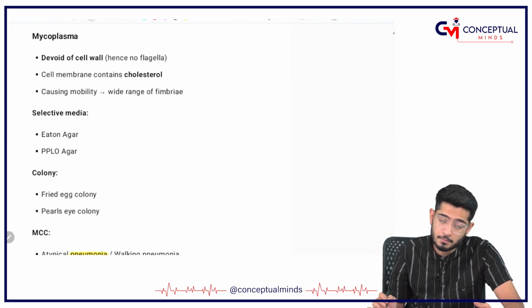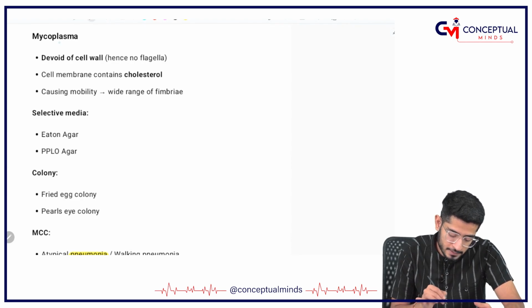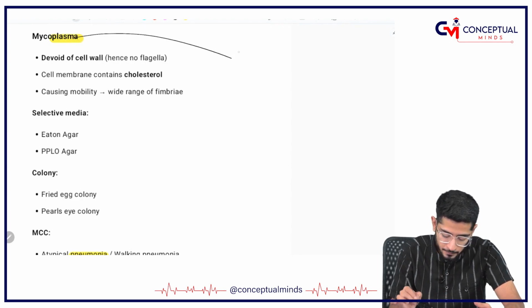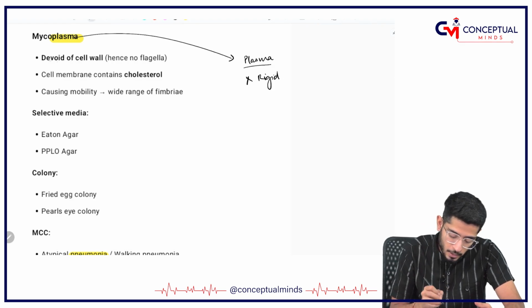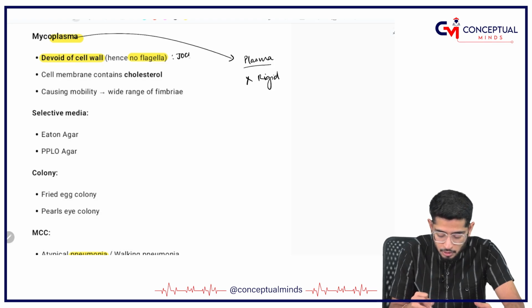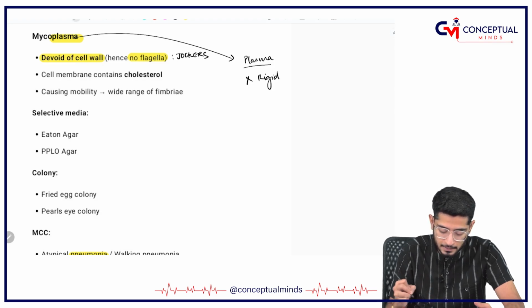Coming on to the next one, mycoplasma. I always teach like this. This is plasma, just like plasma. There is no rigid structure present. Why? Because they are devoid of a cell wall, and also they have got no flagella. That's why they are called the jokers of the plant kingdom.